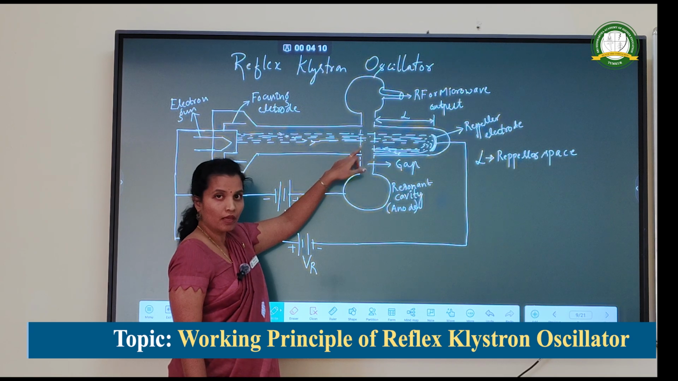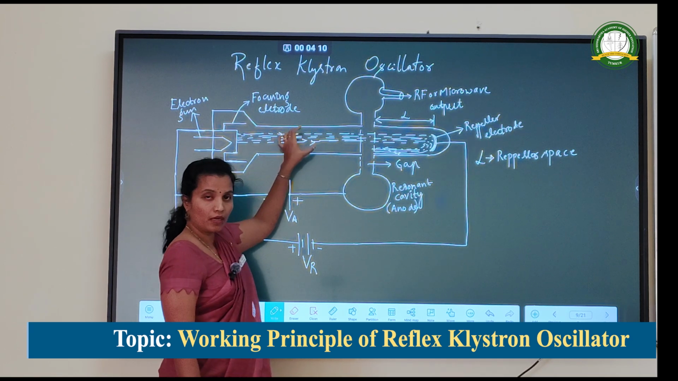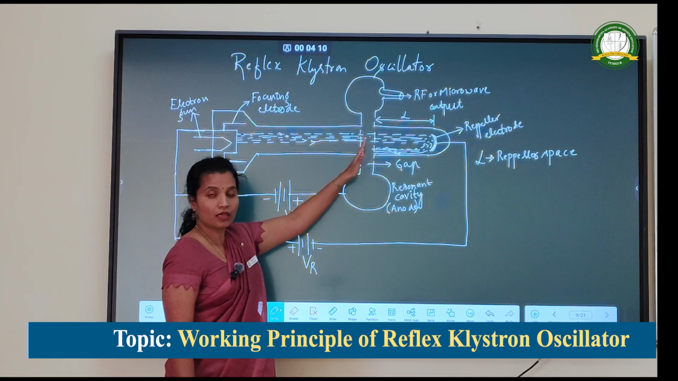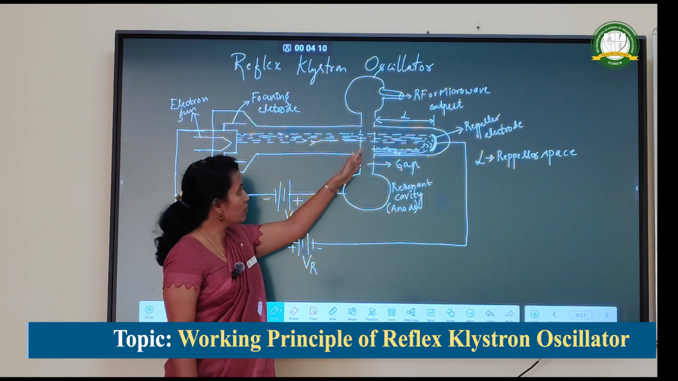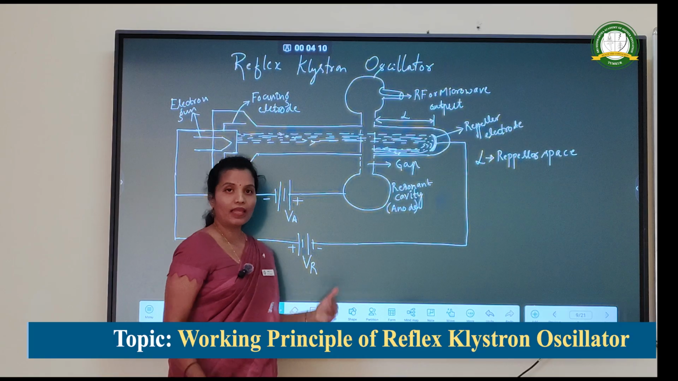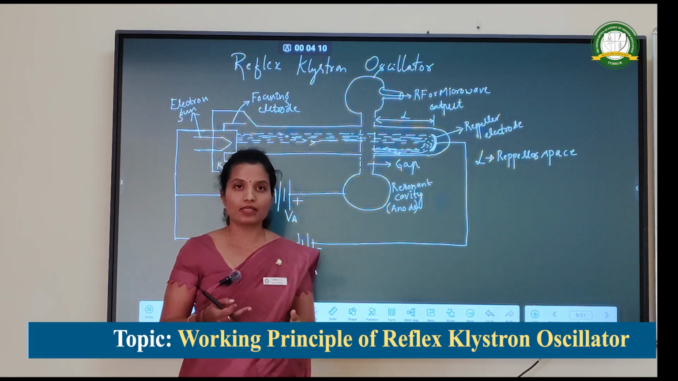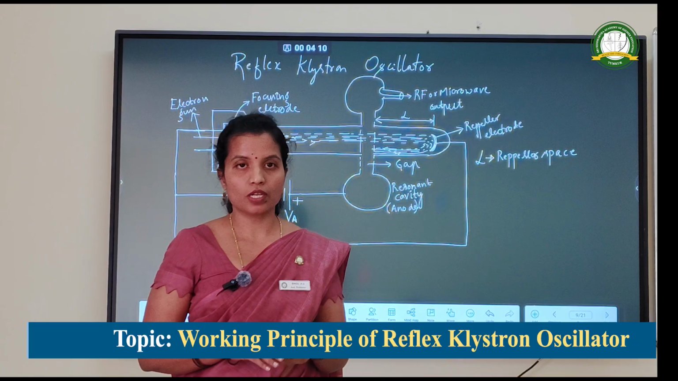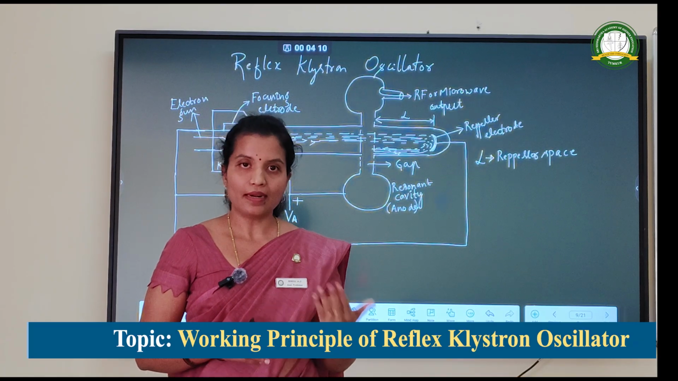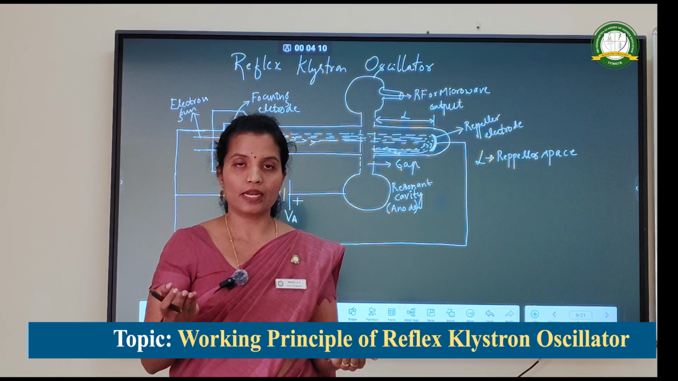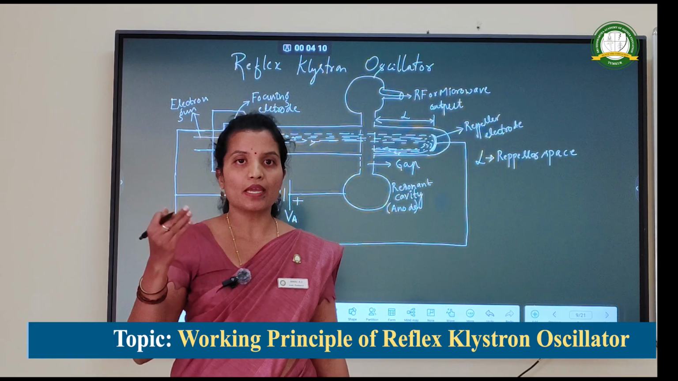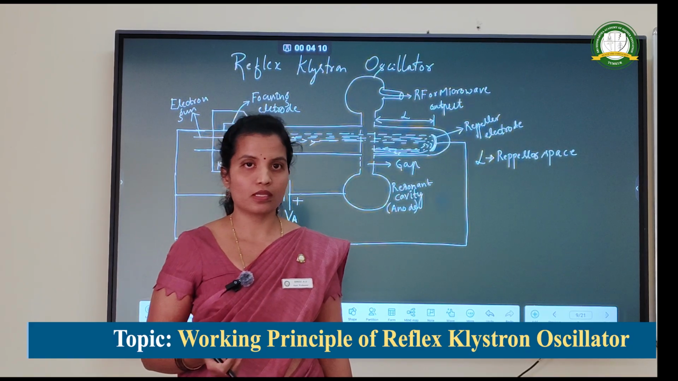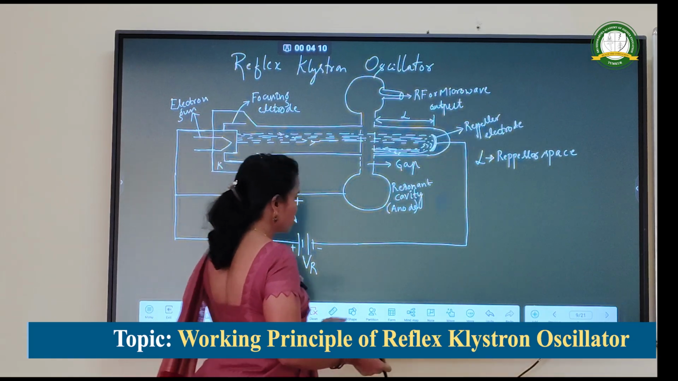The electrons which are emitted by the electron gun will interact with this RF noise that is present at the gap. When they interact with the RF noise, they will undergo electron velocity modulation. By that action, microwave oscillations, frequencies in the microwave frequency range, will be produced. How can that be understood?